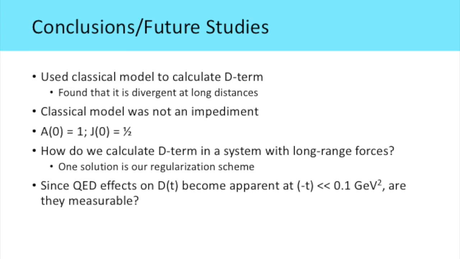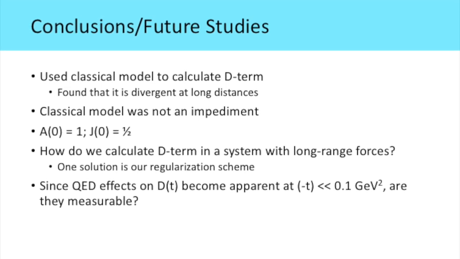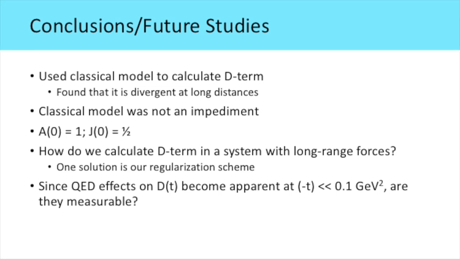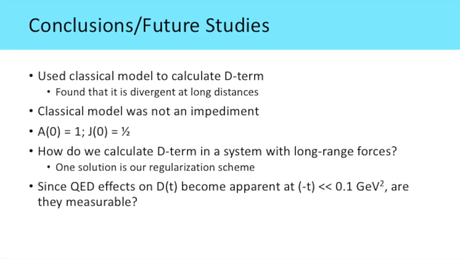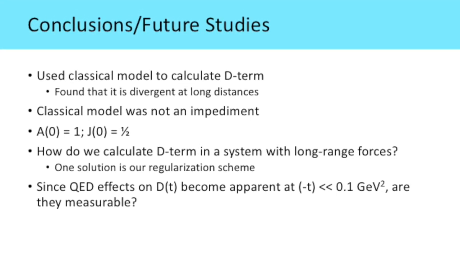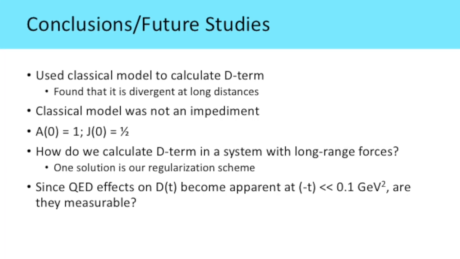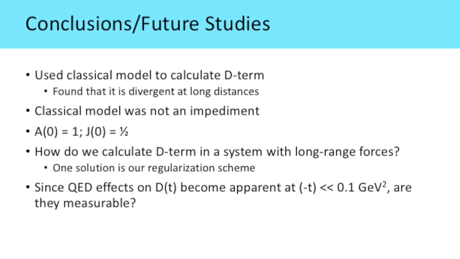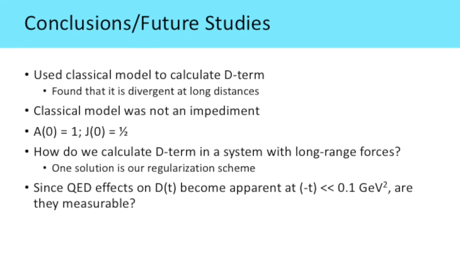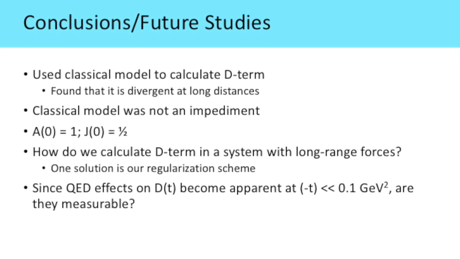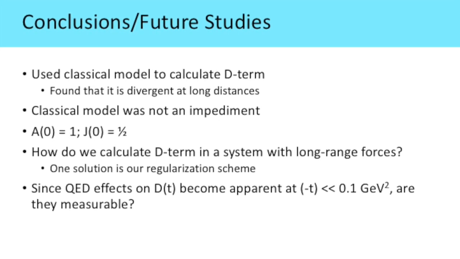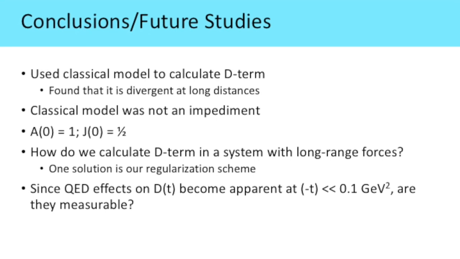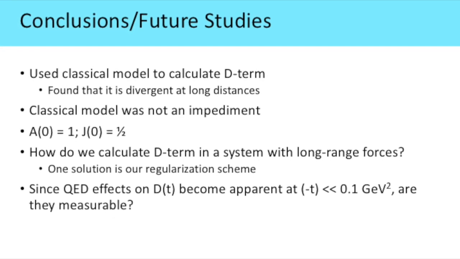The form factors A of t and J of t are also affected by QED long-distance effects, but were not studied here since they are fixed at A of 0 equals 1 and J of 0 equals 1/2, whereas the D term in general is not constrained. We do not currently have a definite method of calculating the D term in a system with long-range forces. One answer to this question is with our regularization scheme.